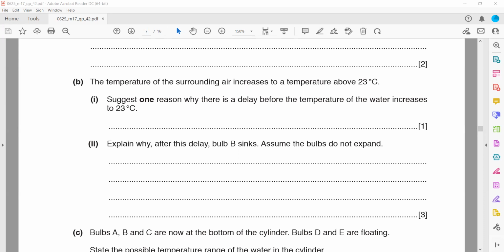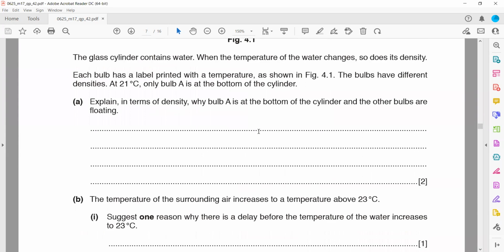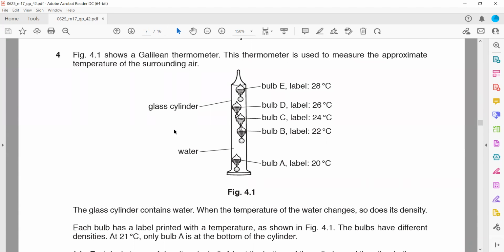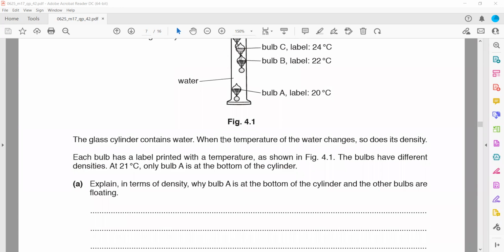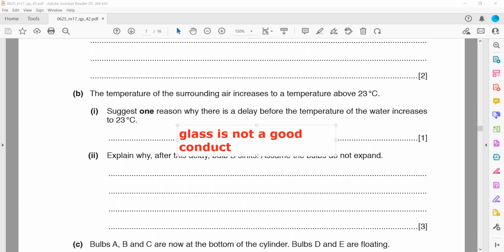Because the density of the liquid is also changing, and glass is not a good conductor of heat energy. Like this is a glass cylinder and then there is the water. So first the glass will take some time to show a change in temperature, to transfer the heat energy, and then the heat energy transfers to the water and the liquid inside the bulb. So the answer for this part: because the glass is not a good conductor, it will take time to transfer the heat energy.